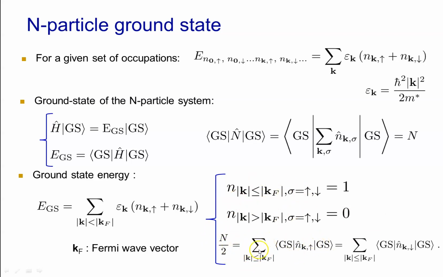All right, but that would be then my ground state, and n over 2 would be equal to the sum over all the occupied states of their occupation. So this should give me n over 2 for up, and for down electrons should also be equal to n over 2.